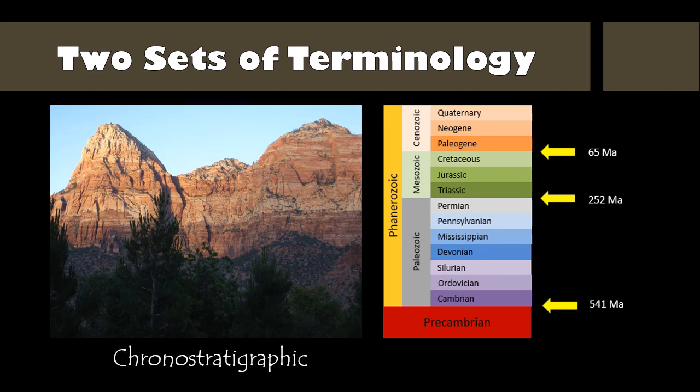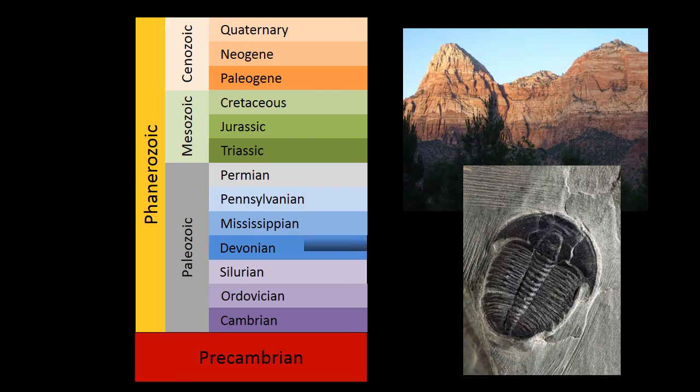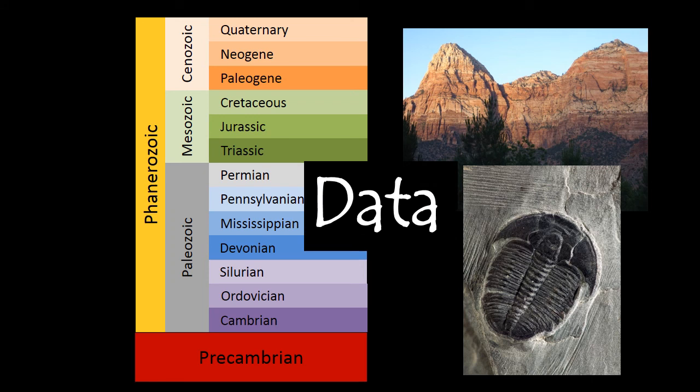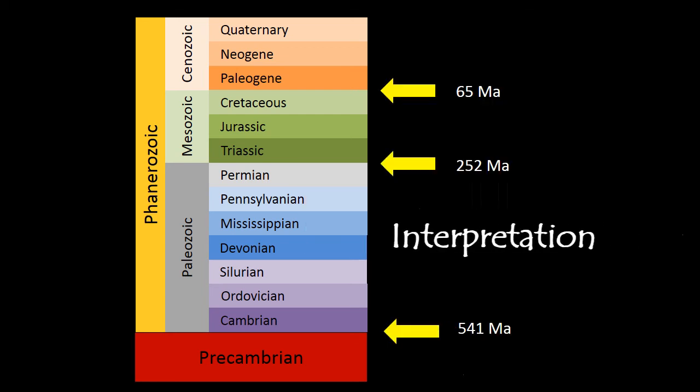Chronostratigraphic terms refer just to the rock layers themselves, while geochronologic terms refer to the rock layers and the millions of years associated with them. Observations that we make about the rocks and fossils in the geologic column are data. These data can be verified by others who study or measure them as well. The millions of years of inferred time is an interpretation of that data from a particular worldview.